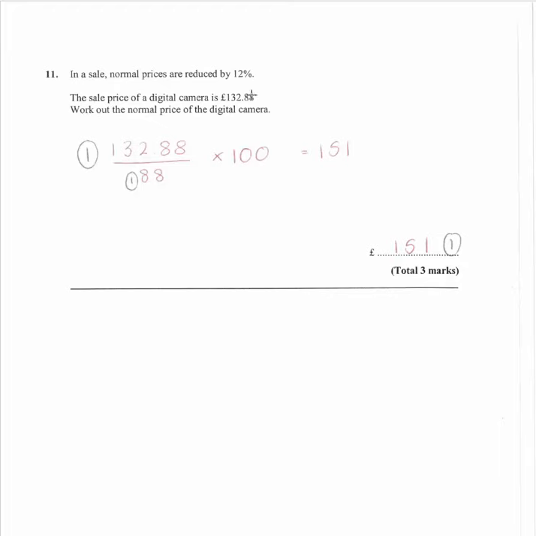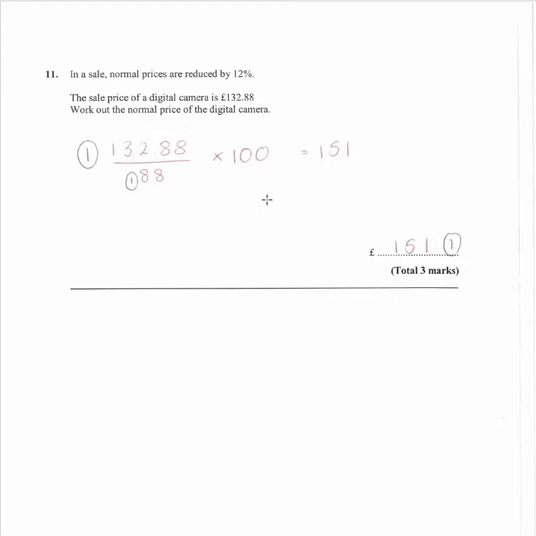This number here represents what the price would have been after 12% has been taken off. So this is 88% of the value. If you divide it by 88, you find out what 1% of the value is, and then multiply by 100, you get 100%. Okay, 151.